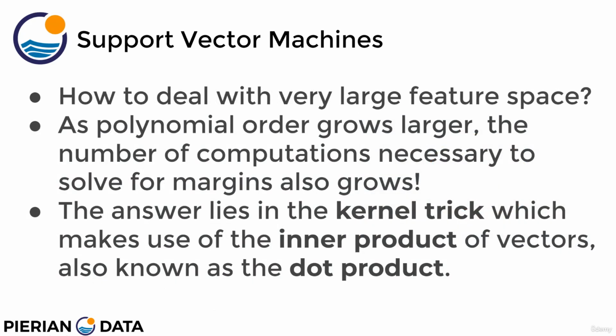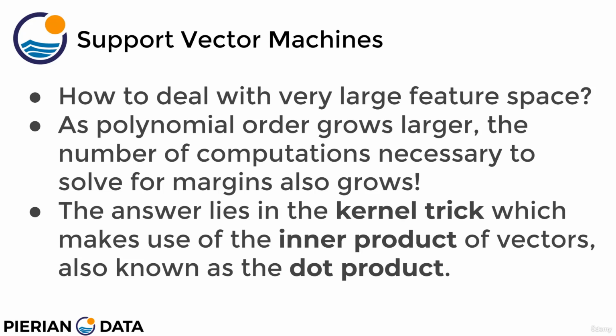Now the main question that arises as we move on to a larger feature space is, how do we actually deal with this growing complexity? While we only showed a simple example of a polynomial degree of 2, it's very likely that for more complex datasets, we'll need to grow this polynomial to a much larger degree. And as the polynomial order grows larger, the number of computations necessary to solve for margins also grows, to a point where it may be infeasible to actually compute that many margin calculations.